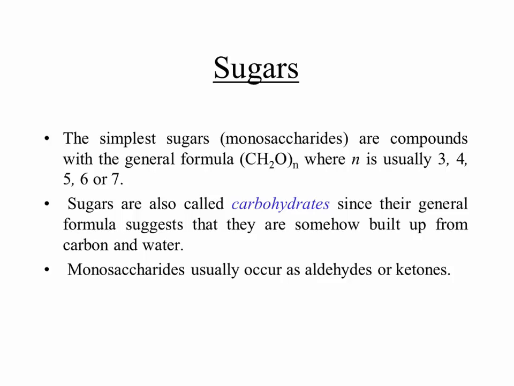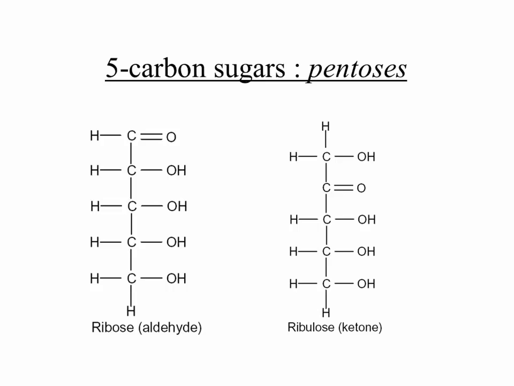So monosaccharides usually occur as aldehydes or ketones, and we give a few examples. We'll look at 5 carbon sugars and 6 carbon sugars, because they are extremely important in molecular biology. 5 carbon sugars are called pentoses, and 2 examples of that are ribose, which is an aldehyde. Remember, at the top you can see C double bonded with O and H, so this is an aldehyde. It's a 5 carbon sugar with the general formula CH2O and N is 5.